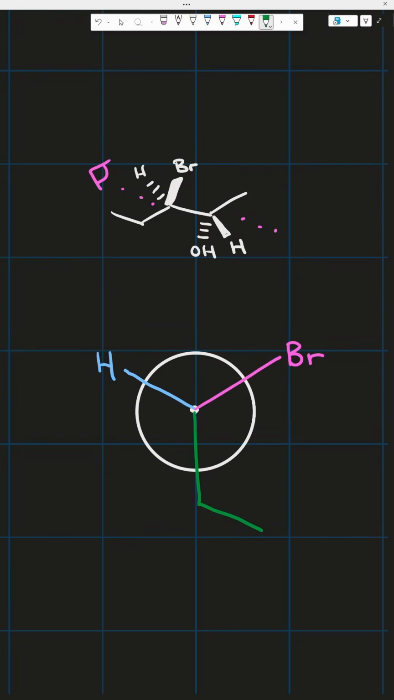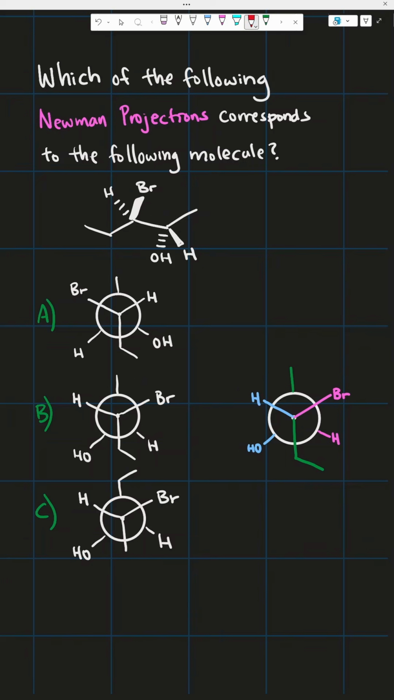Looking at our back carbon, which is the circle, we have the in-plane methyl group pointing up. Then we have the dashed OH on the left, and we have the wedged H on the right. Now going back to the original question, we can see that our answer that we drew corresponds with B, so that is our answer.